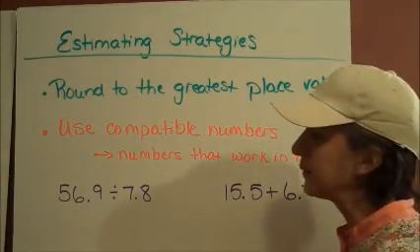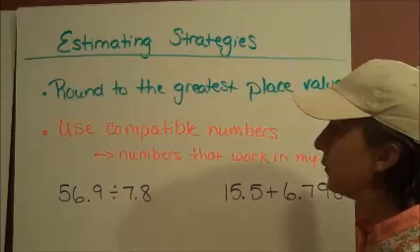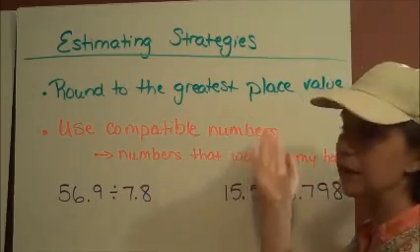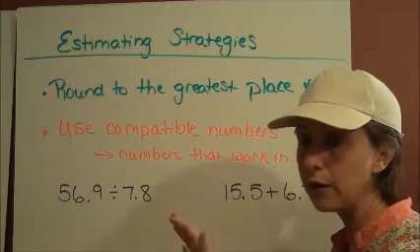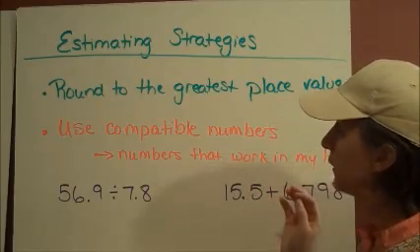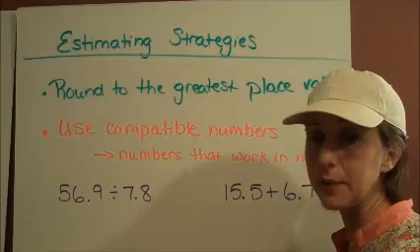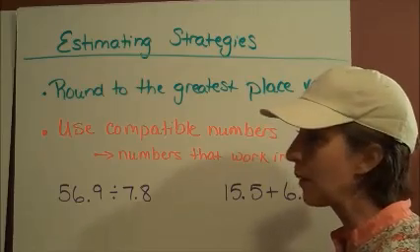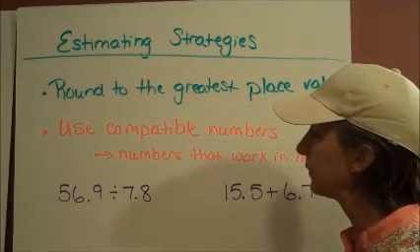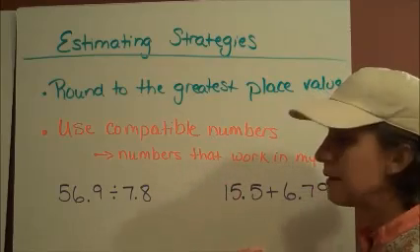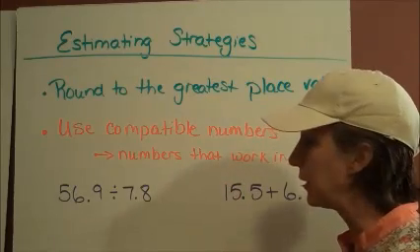So, some estimating strategies. Probably the one that's used the most is to round to the greatest place value. When you round as far left as you can go, when you round to the greatest place value, you're left with numbers with zeros. And typically zeros make the four operations easier to do. Sometimes it's easier to round with compatible numbers, numbers that just specifically go together.